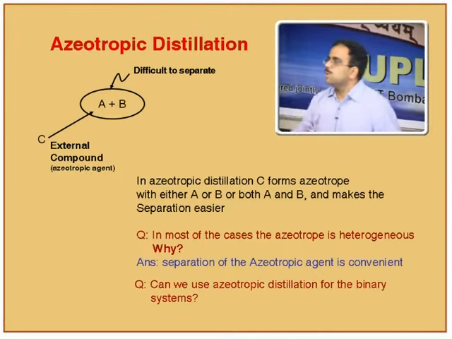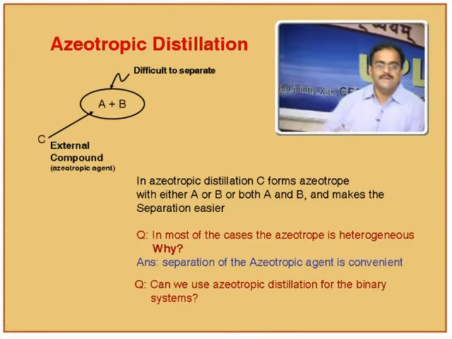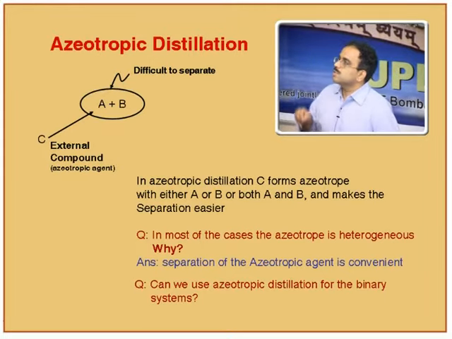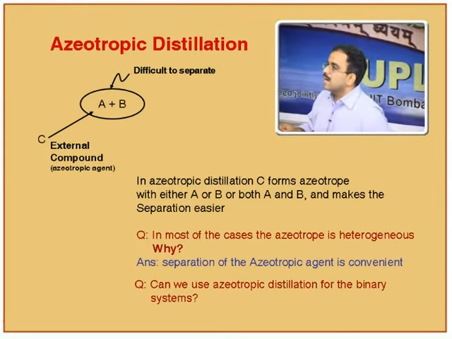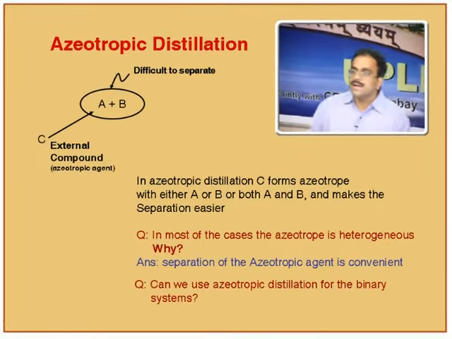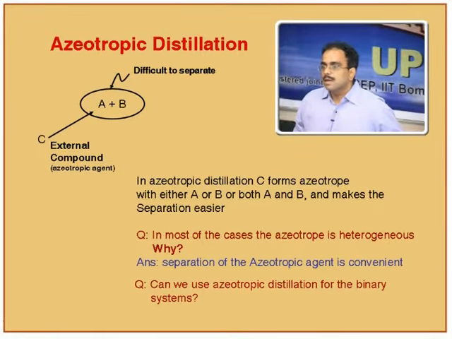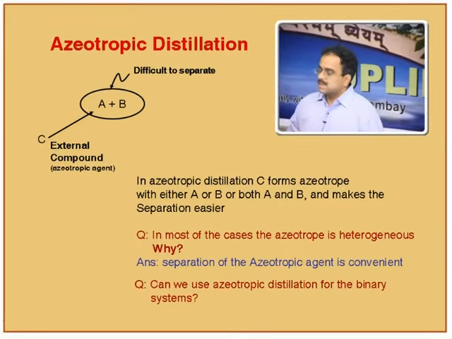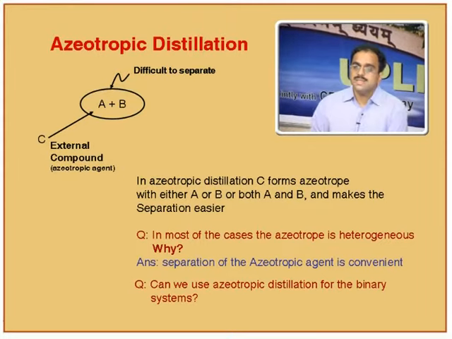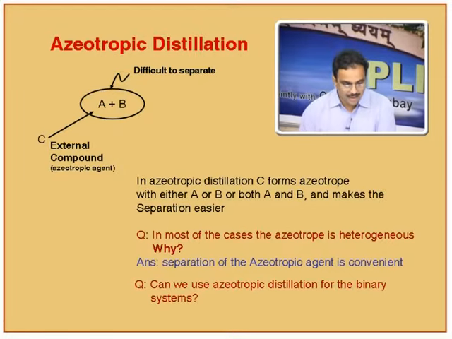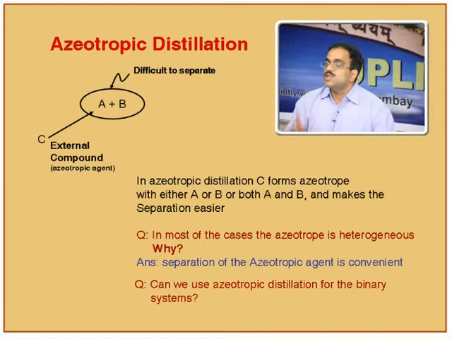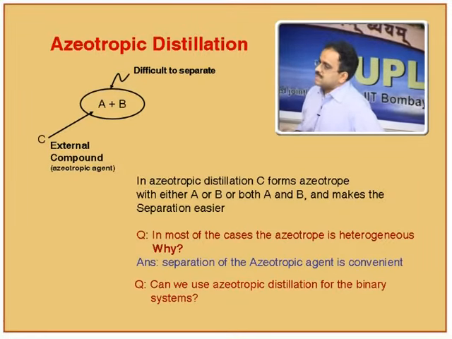Now when I say Y is equal to X, that means vapor composition is equal to liquid composition. In the case when you have two liquid phases, this liquid composition is the overall liquid composition and not the composition of any individual phase. Always remember that: overall liquid composition. So Y is equal to X, and that is your heterogeneous azeotrope. And in azeotropic distillation, when I add an external component, it forms an azeotrope, and that azeotrope has to be heterogeneous.